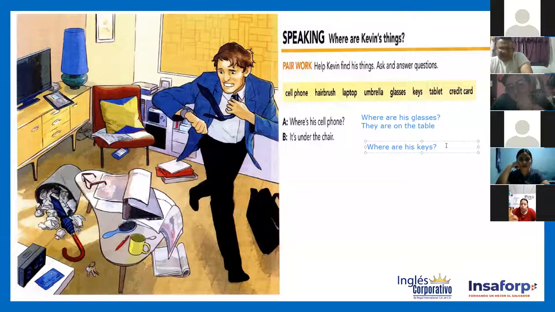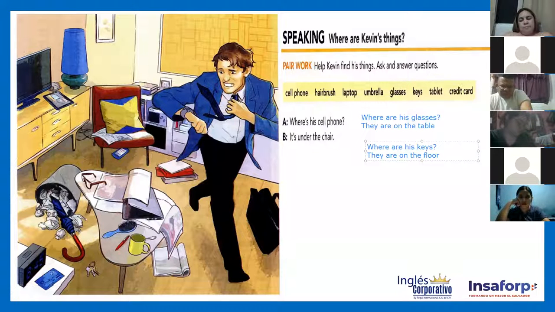Natalie, please. What is the answer, Natalie? Where are his keys? How do you say suelo in English? Floor. Floor. They are. They are on the floor. Yeah, they are on the floor. Excellent. Teacher. Oh, yeah. Mm-hmm. I can say they are next to umbrella. Yes, yes, you can say that. They are next to the umbrella. They are under the desk. También. We can say that.